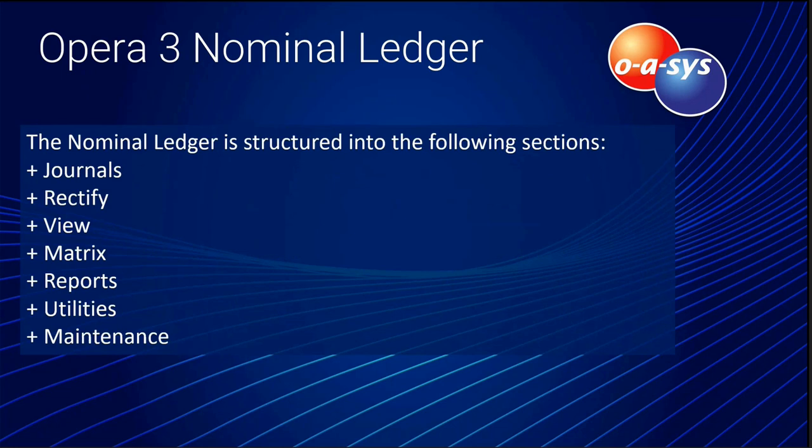So how is our nominal ledger structured? We have our journals, we have our rectify, which is rectifying our journals. We have our view functionality, we have matrix reports, we have reports, utilities, and maintenance.